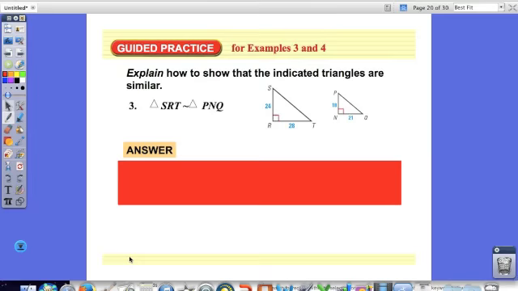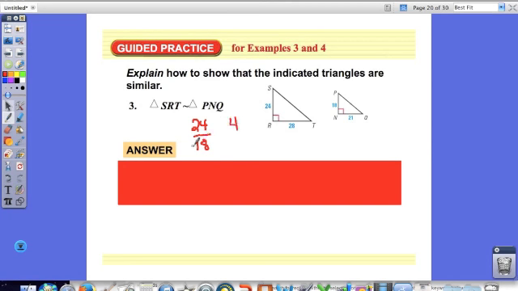Now you would need to be able to show by which method you're using. So right here I have two sides and an included angle. I'm going to try and use side-angle-side. The included angles are congruent since they're both 90 degrees. 24 and 18 are both divisible by 6. 24 divided by 6 is 4, and 18 divided by 6 is 3.